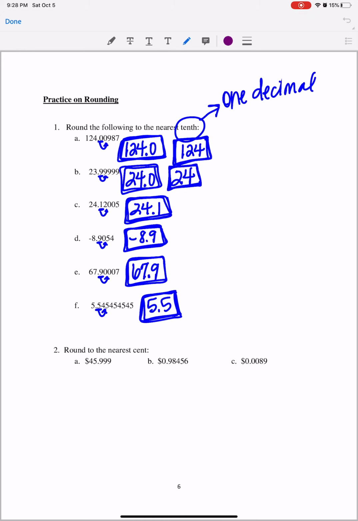Okay, and then this last 3 says round to the nearest cent. Nearest cent simply means the hundredths place. Hundredths place is 2 decimals. So we got $49.99. So this second 9 is in the hundredths place. Look at the 9 behind it. That makes this 9 go up. That 9 has nowhere to go, which makes this 9 go up. It has nowhere to go. So this rounds to a perfect $46.